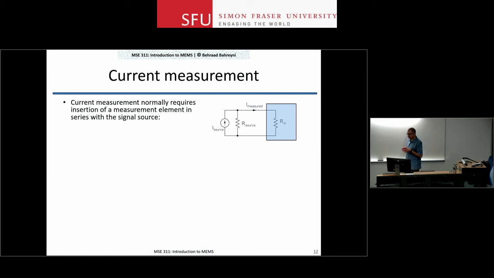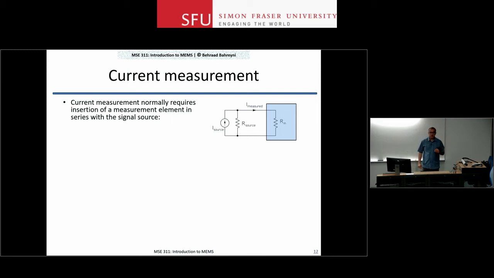Current measurement in general is a little bit trickier than measuring a voltage. For a voltage measurement, you in most cases have a reference node in your circuit, so you have a ground connection, let's say we call it ground, and you just probe whatever voltage that you want to measure at any node in your circuit. As long as your probe has a very high input impedance, you should be okay. You should be able to measure those voltages at least at low frequencies with no problem.